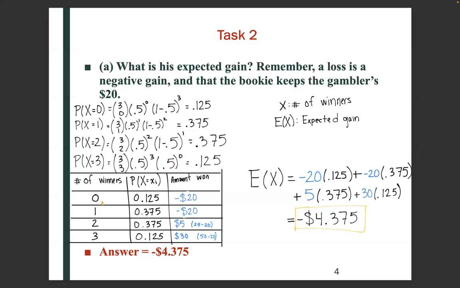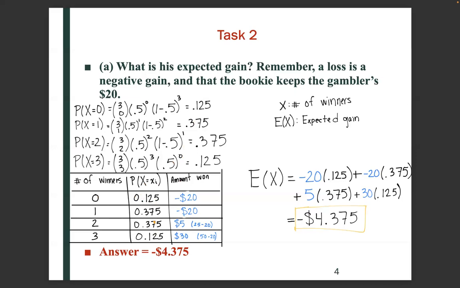All right, so we can start filling in this table where we have the number of winners, and the probability that x, the number of winners, equals xi. So for the first cell of this column, xi equals 0, so the probability that x equals 0 is 0.125.